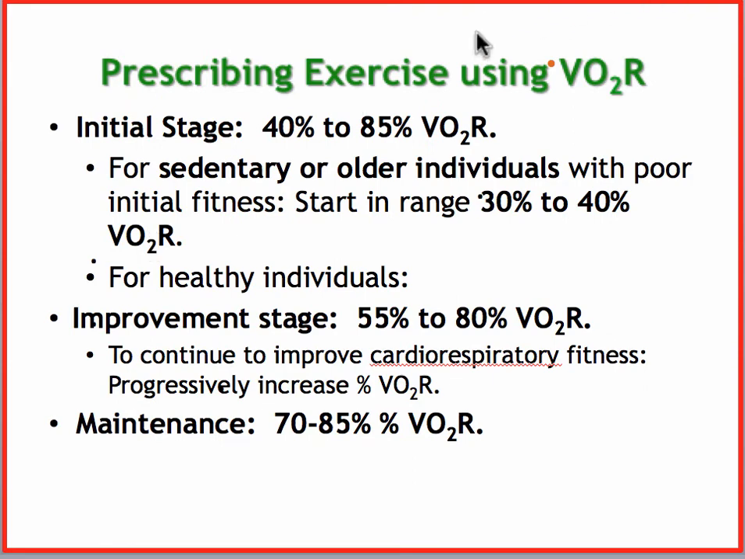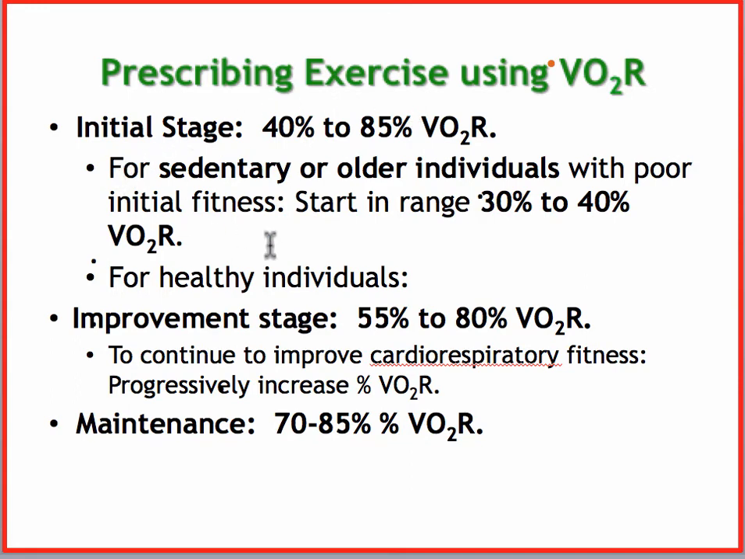So if you're thinking about prescribing exercise using VO2 reserve, during the initial stage, when people are just starting to become accustomed to exercise in that first 6 to 8 weeks, most people will obtain cardiovascular benefits if they exercise between 40 and 85% of their VO2 reserve. Less fit people might generate cardiovascular benefit by exercising at 40% of their VO2 reserve, whereas more fit people will have to exercise more at 85% of their VO2 reserve.